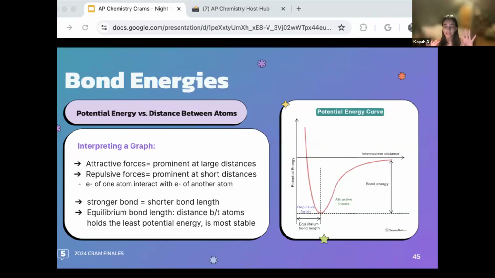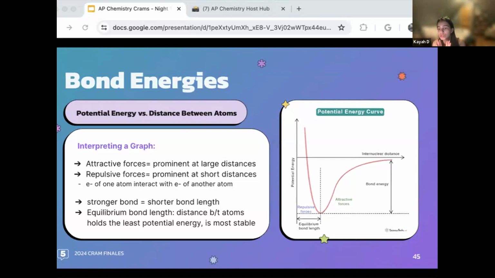So the point of this potential energy curve is to find that balance point between the repulsive and attractive force. That's what happens with this curve. The little dip at the bottom is the ideal sweet spot where the atoms finally form that bond, because it's not too repulsive and it's not too attractive. And just remember, the stronger the bond is, the shorter the bond length.